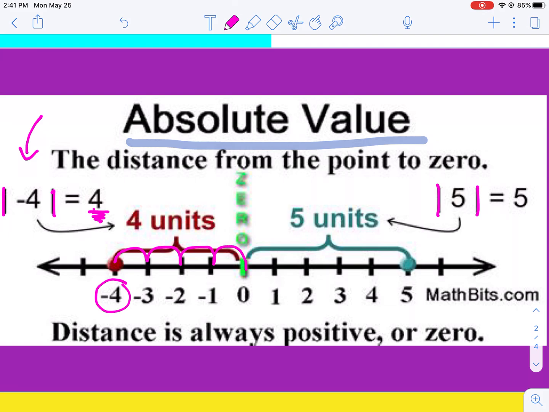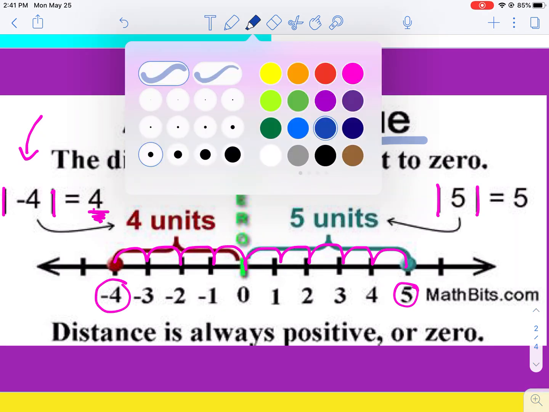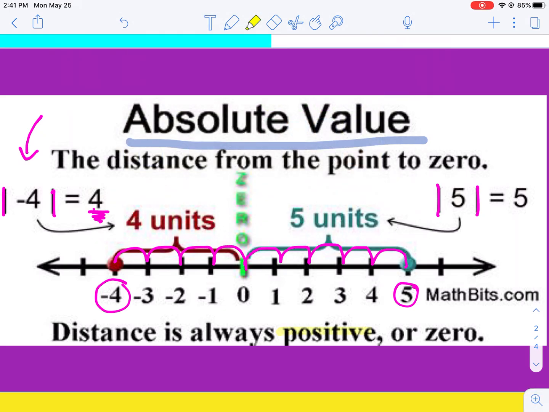So if we want to figure out the absolute value of 5, all that means is how far away is 5 from 0, okay? So here's 5. We start at 0, 1, 2, 3, 4, 5. It's 5 motions, okay, or 5 steps, or a distance of 5 away from 0. And here is, again, that little key that's telling you distance is always positive or 0, okay?